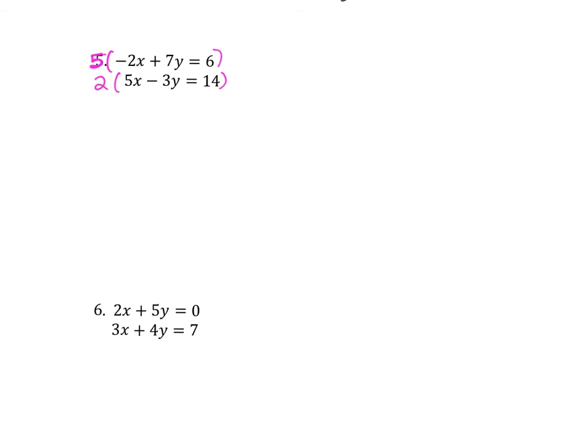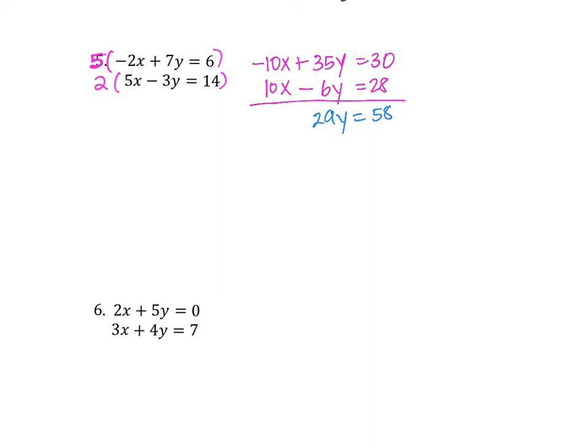So I'm going to go ahead and multiply the top equation by 5. And I'll multiply the second equation by 2. And make sure you multiply all of the terms. Now if I've done this right, something should cancel. In this case, the x's cancel, which is what I thought because I made them match. 35y minus 6y is 29y. 30 plus 28 is 58. So I get y equals 2.